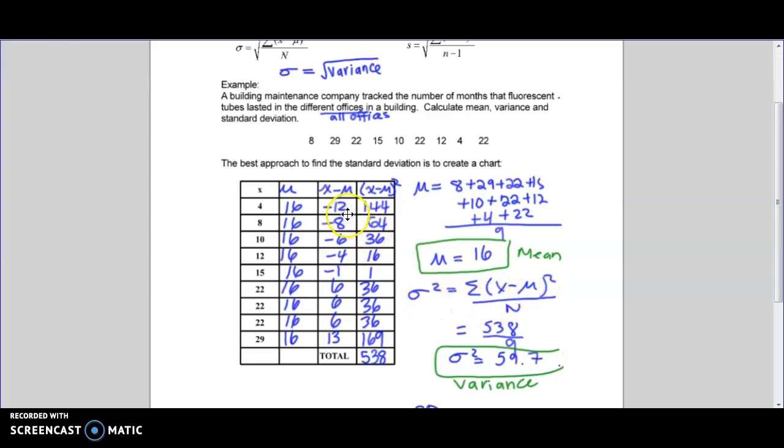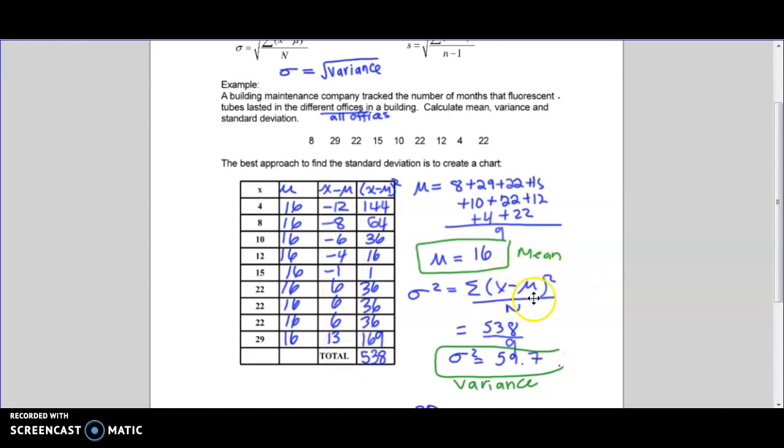What we did in the third column is x minus mu. So 4 minus 16 is negative 12. 8 minus 16 is negative 8. 10 minus 16 is negative 6. We did that for all of our data points, and that gave us x minus mu for each data point.